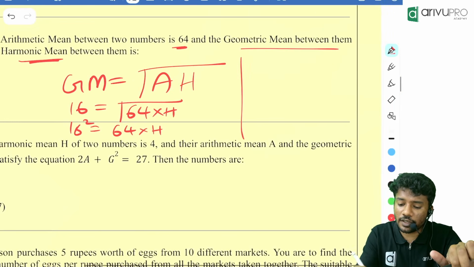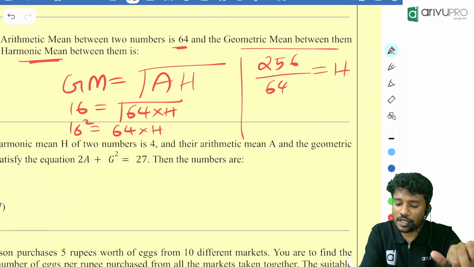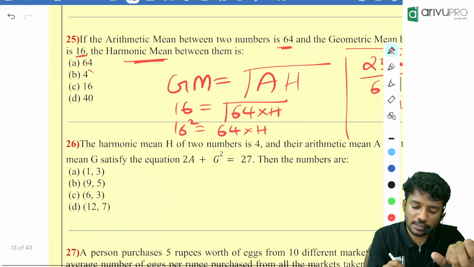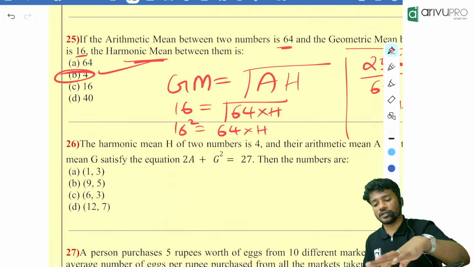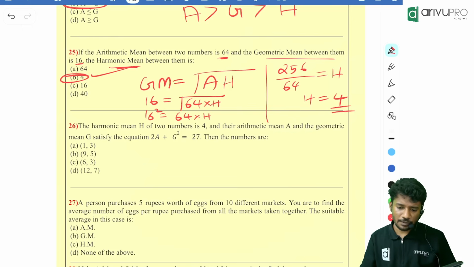Now 16 square is how much? 256 divided by 64 is equal to H. How much is the value of H, people? 4. So which option is the answer? Option B, 4 is your answer. I hope everyone got it. Anyone got any different answer? Everyone got the same answer only, right? Yes, very easy, very direct question. Very, very easy to get.